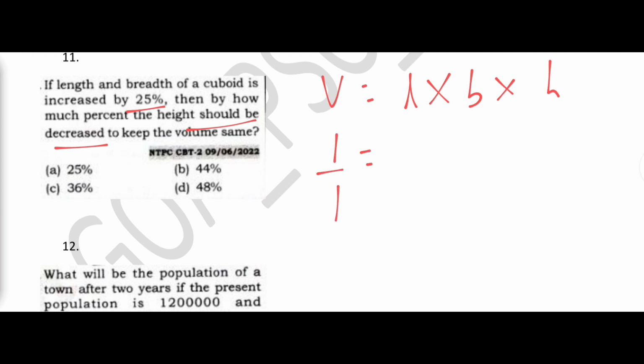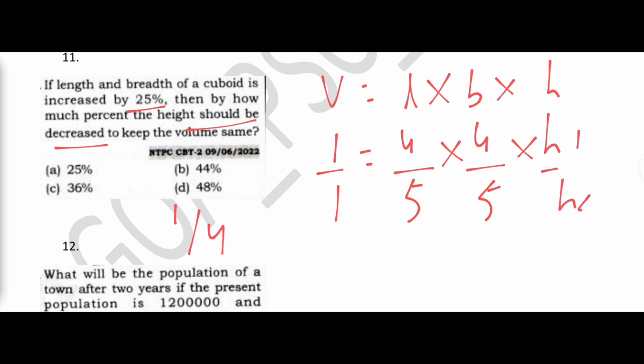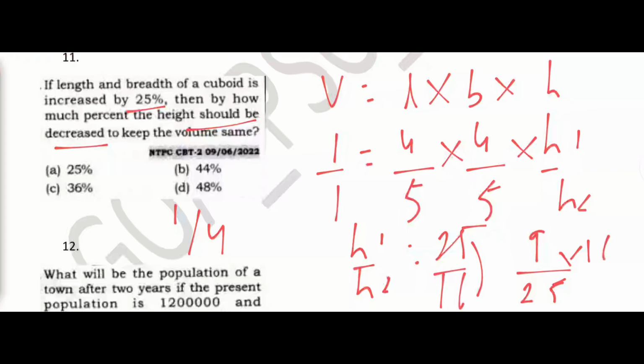Length we are increasing by 25%. What do you know about 25%? It is 1 by 4. If this was 4, when we increase it becomes 5. Again, when this is 4, when we increase it becomes 5. And h1 to h2 we have to find. Okay, so what is h1 to h2? It is nothing but 25 by 16. How much the height is being reduced? 9 upon 25 into 100. 25 for 4 and 9 for 4 is how much? 36. So 36%.